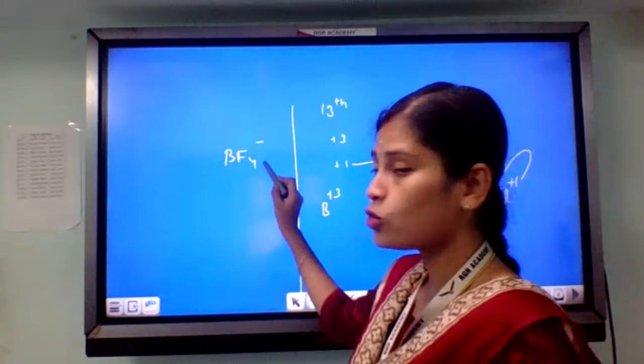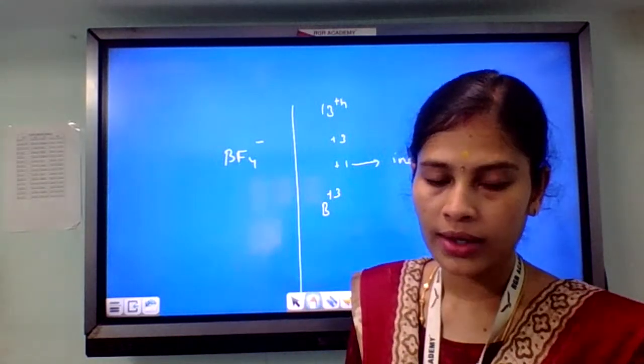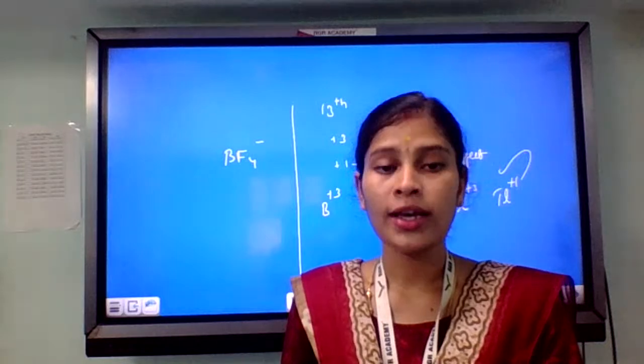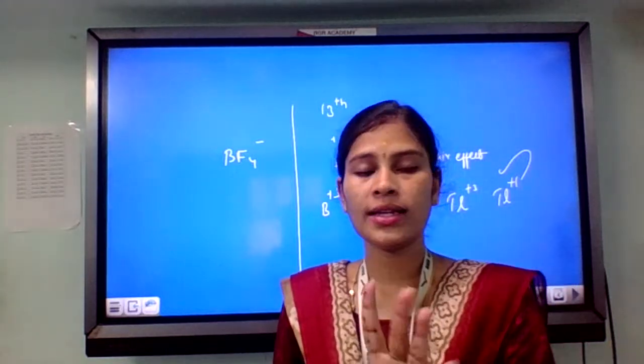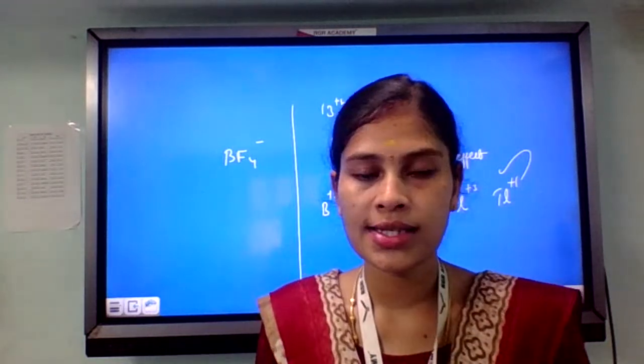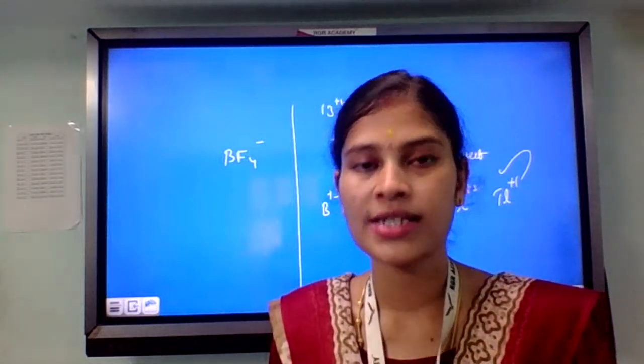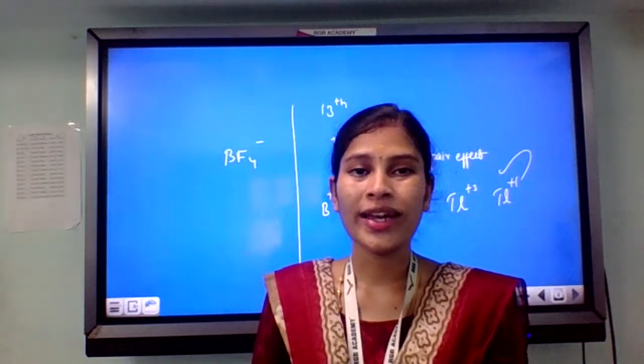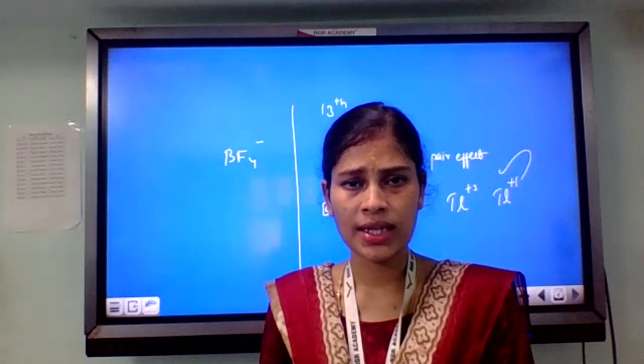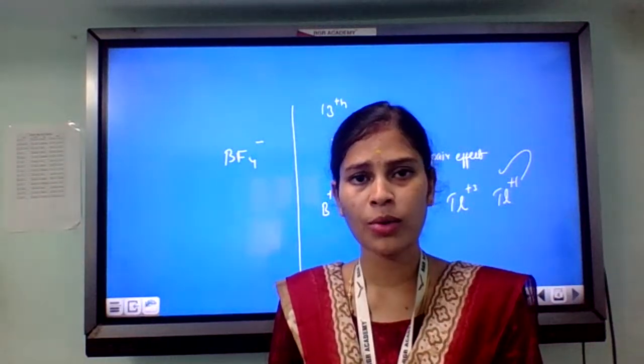Because here there is no d orbital available. Only 2s and 2p: 2s 1 orbital, 2p 3 orbitals. Totally 4 orbitals are there. Only those 4 orbitals are involved in bonding. So it can show a maximum of sp3 hybridization. So 4 sigma bonds possible.